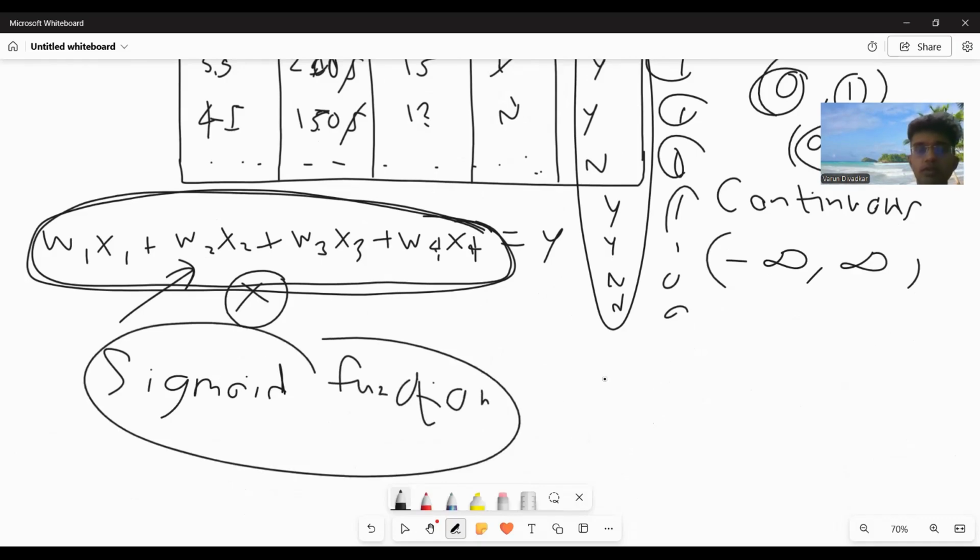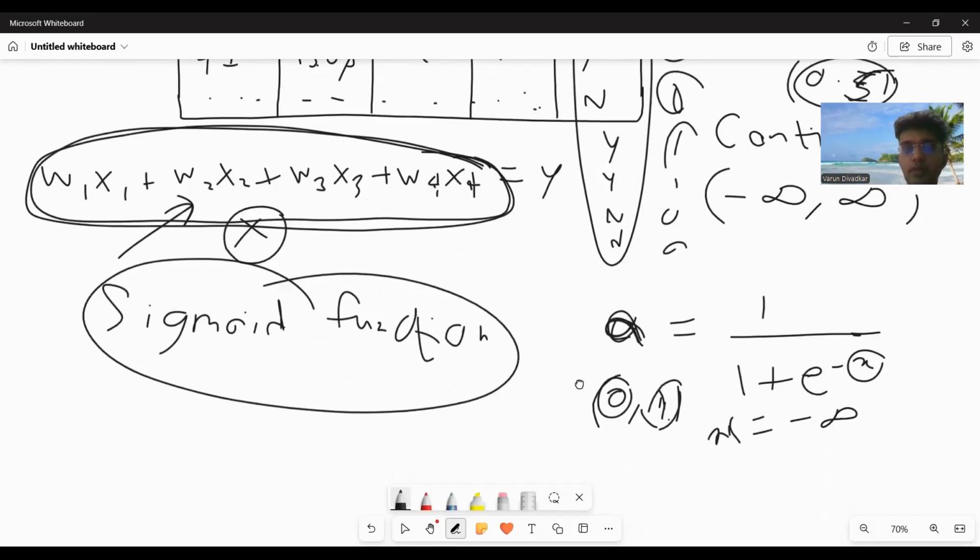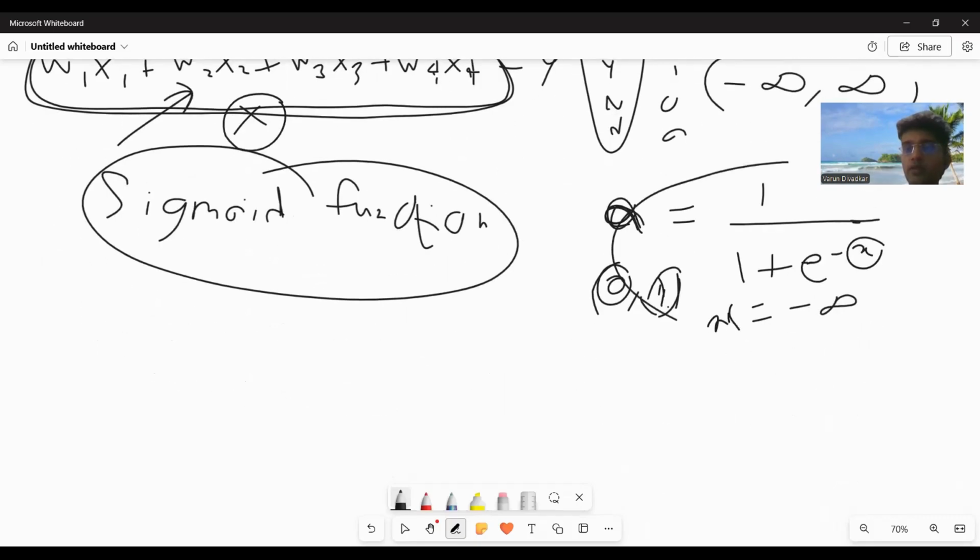What is a sigmoid function? This equation is: sigmoid equals 1 divided by 1 plus e raised to minus x. Okay, so whatever the value of x is, it is going to convert that to a value between 0 and 1. So if x tends to minus infinity, the value of this function is going to be 0. And if x is plus infinity, then the value is going to be 1. If you put these values in here, you'll find this for yourself, right? So how do you derive the value for this sigmoid function?